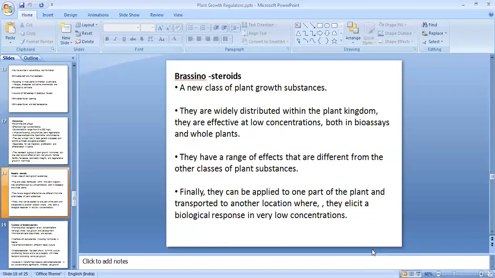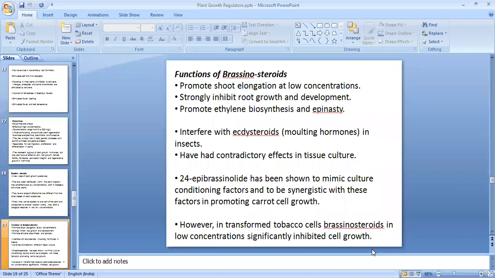And these brassinosteroids can be applied to one part of the plant and transported from one part to another location in the plant, wherever they can exert their actions. They elicit biological responses at very low concentrations. When you look at the functions of brassinosteroids, they promote shoot elongation at low concentrations. They strongly inhibit root growth and development. They promote ethylene biosynthesis and epinasty. They interfere with ecdysteroids, that is molting hormones in insects. They have contradictory effects in tissue culture.